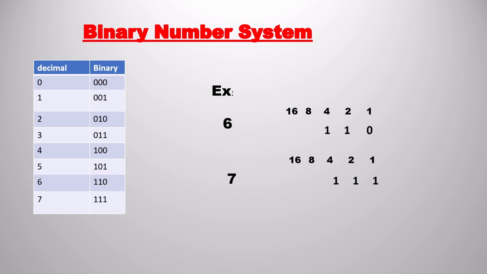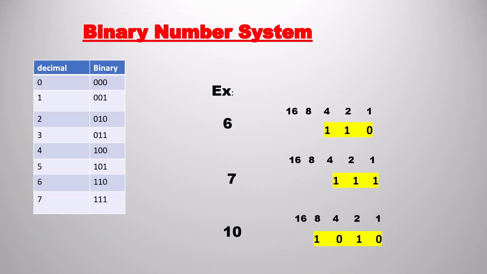If you want 6, we have to add 4 plus 2, which gives us 6. The sum of these numbers gives us the required number. So we put 1 in those places and put 0 in all the remaining ones. That gives the desired result. If you take the second example, 7, write in the same format from right to left as 1, 2, 4, 8, 16. If you want 7, add up 4 plus 2 plus 1, which will give you 7. So write 111. That is the binary format of writing the decimal number.